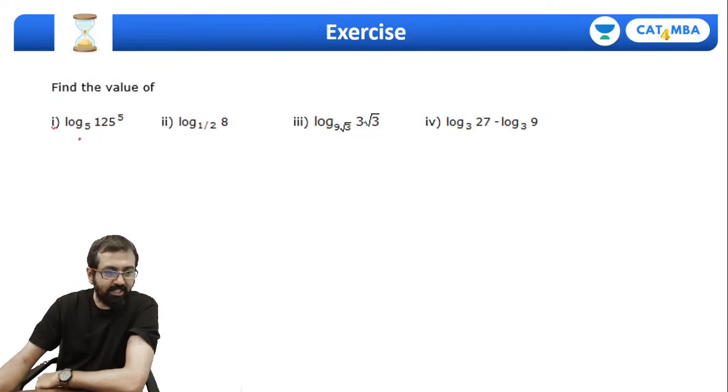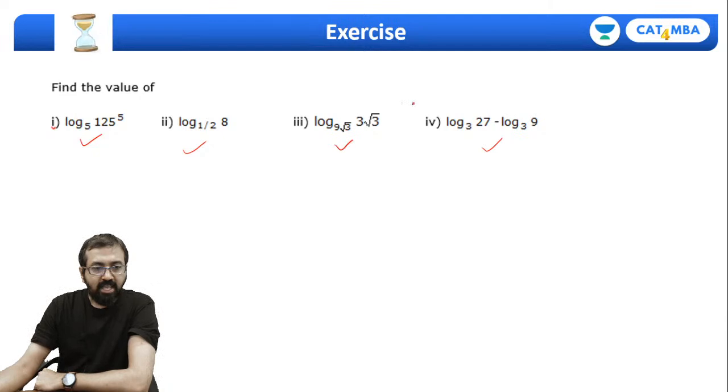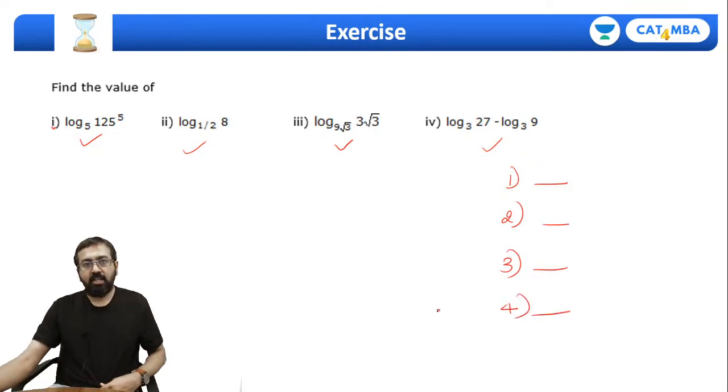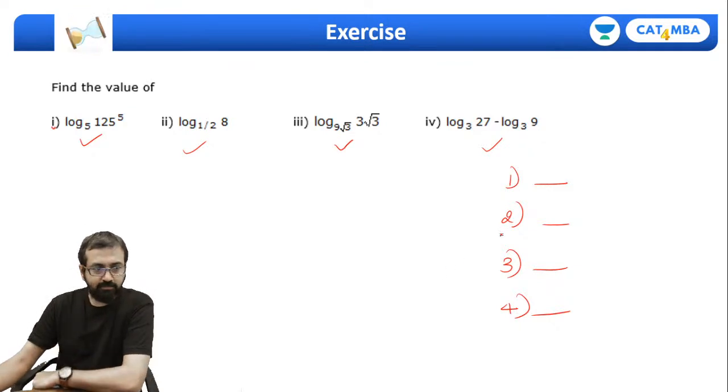Let's try another question. You need to quickly find out the values of all these numbers. Now I have already shown you the techniques, so please do it. And then type it in the chat box this way: 1, then the answer, then 2, then the answer, 3, answer, 4, answer. Solve each question one by one, and once you get the answer, type it in the chat box.